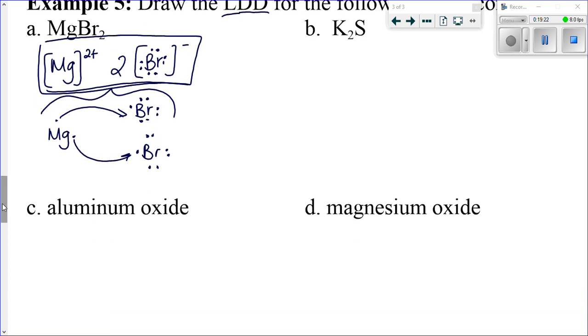Okay, let's do aluminum oxide next. So let's say we're given the name. So you need to first write a chemical formula. The chemical formula for aluminum oxide is Al2O3.